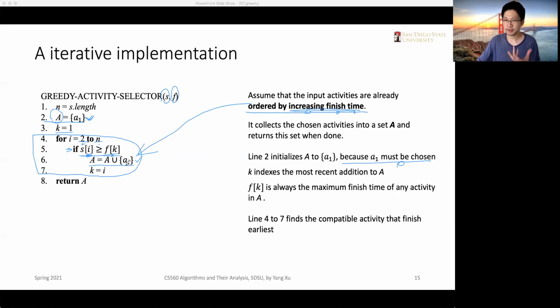So if AI is compatible, we use this union operation to incorporate AI into A. And we need to update K, because now I is the index of the newly selected activity. So the next time we compare the new I with Fk, this Fk would be the previous activity that was just included into the result. In this way, I think this procedure is very self-explanatory given the previous couple of slides that I showed to indicate the process of how to select activities.